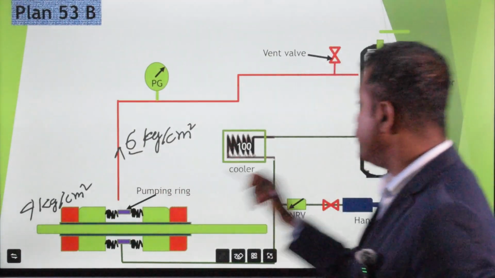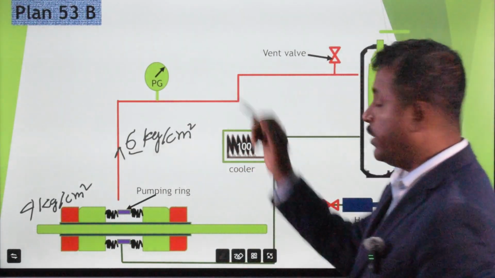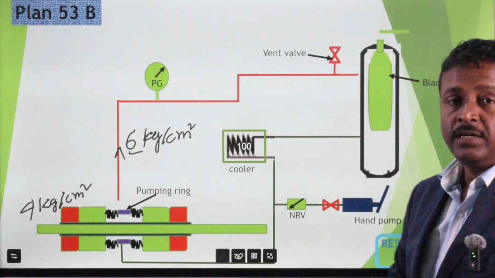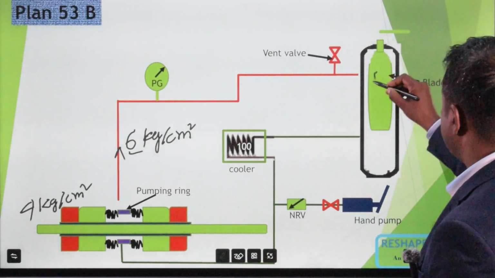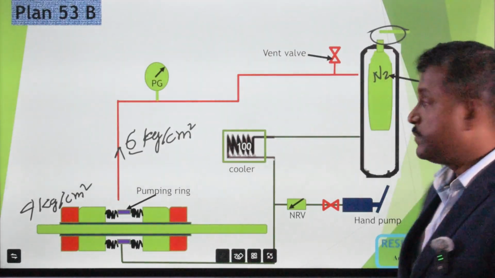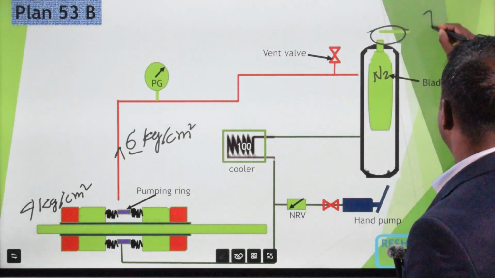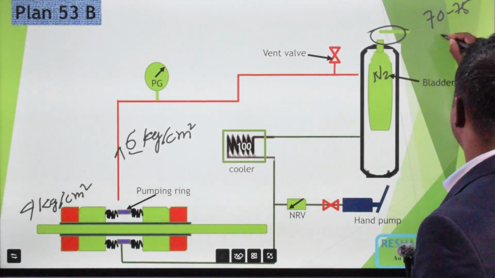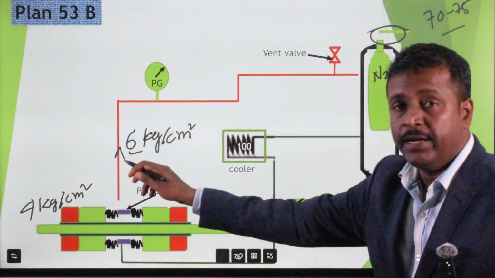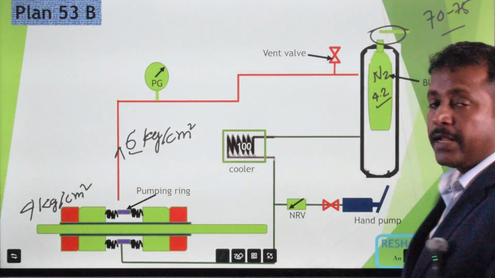How do we maintain this 6 kg? With the help of this bladder accumulator. Initially, when there is no liquid in the seal flushing line and the pump is in isolated condition, we pressurize the nitrogen bladder. We fill the nitrogen into the bladder with the help of a pressurization kit. What should that nitrogen pressure be? It should be 70 to 75% of your barrier liquid pressure. That means 6 kg is our barrier liquid pressure here, so we should maintain 4.2 kg pressure in the nitrogen bladder.